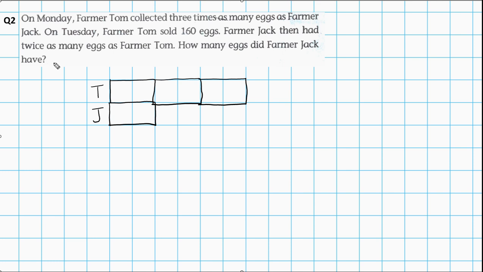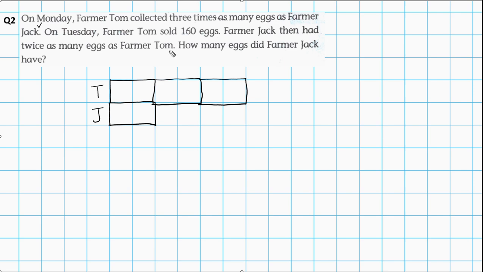Have I captured that bit of information? Tom collected 3 times as many as Jack. Tom has 3 times as many as Jack. Yes, I've captured that information. I'm going to give that a little tick there. Now, on Tuesday, we're told that Tom sold 160 eggs. So we're going to get rid of some of these eggs. And after Tom sold those 160 eggs, Jack then had twice as many eggs as Farmer Tom.